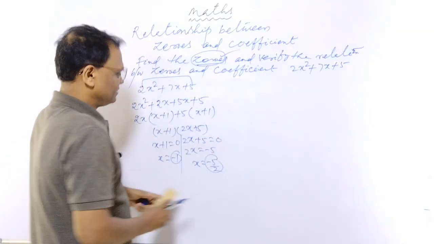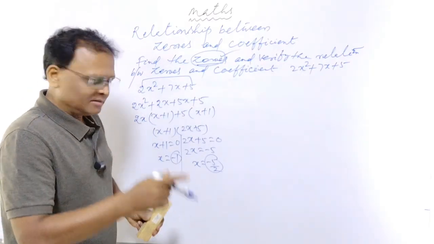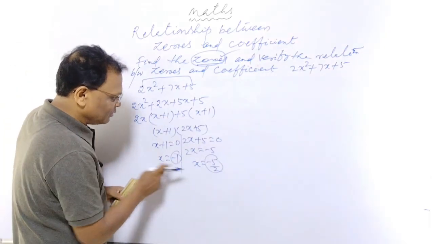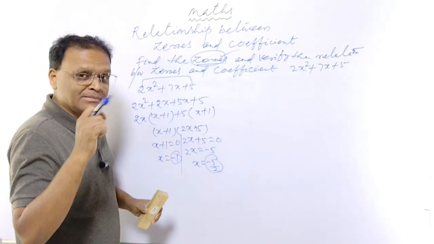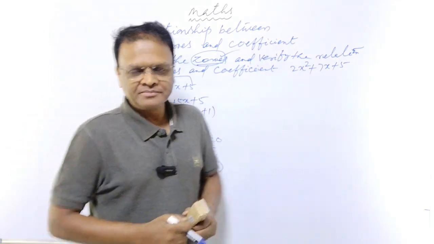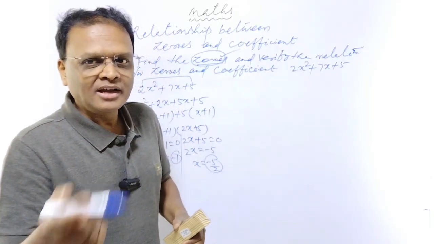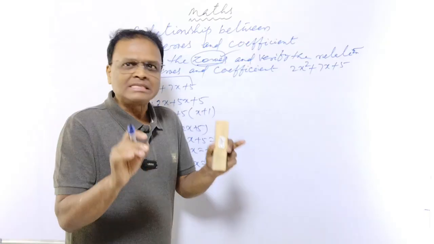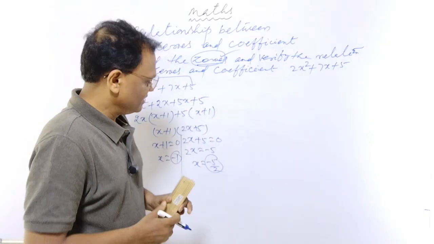For that, these two zeros that we are getting are the x values, the zeros. In mathematical language, symbolically, the zeros are denoted as alpha and beta. Repeat after me. What is that? Alpha and beta. Alpha and beta are nothing but the mathematical symbols used to denote zeros.